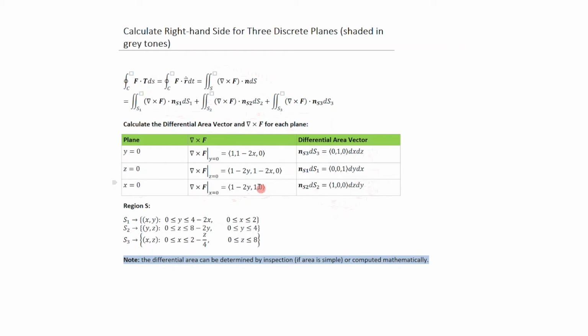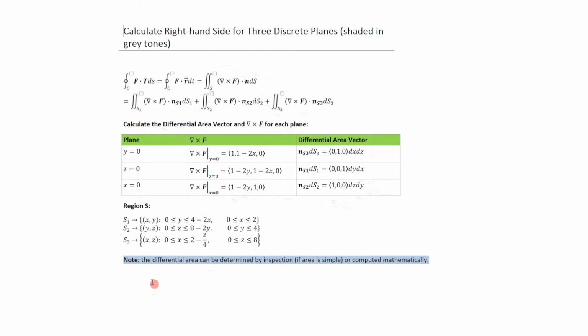These we've now computed. And so now the only question is to determine the bounds on the integrals. That's for S1, S2, and S3. And so for S1, we'll have 0 is less than or equal to y is less than or equal to 4 minus 2x, and 0 is less than or equal to x is less than or equal to 2. You can obtain these basically just by looking at the diagrams from the previous page. There are the individual triangles, and you just have to find the bounds. For S2, we have these bounds, and for S3, we have these bounds.